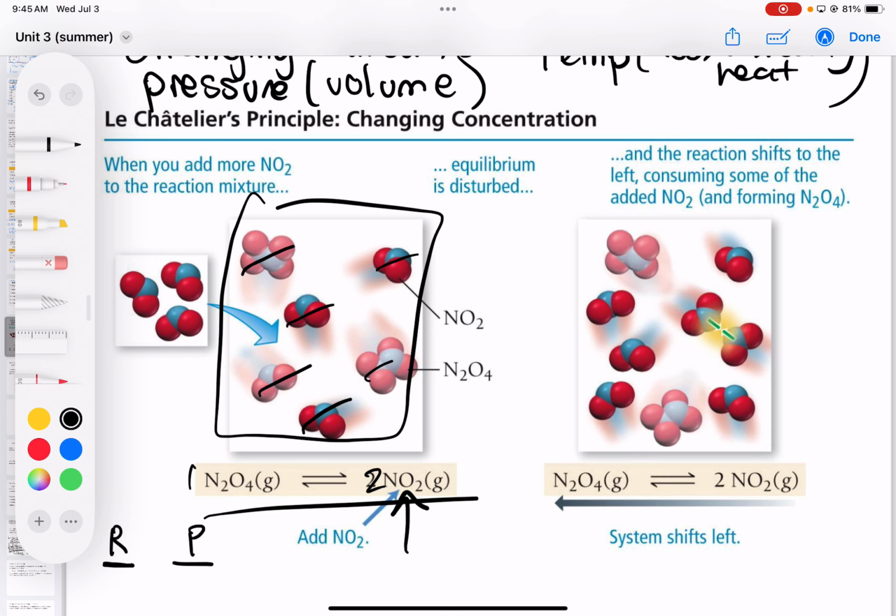So if we add more NO2, we've got to convert some of that to N2O4. It's like we messed it up by putting in too much product, and we've got to get it back to that equilibrium point. Okay? So the way we do that is just shift it backwards, make more of the reactants so that they level back out again. Okay?